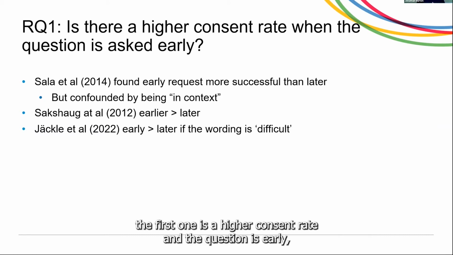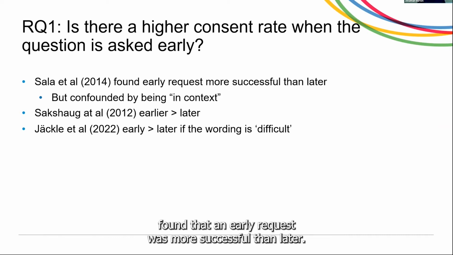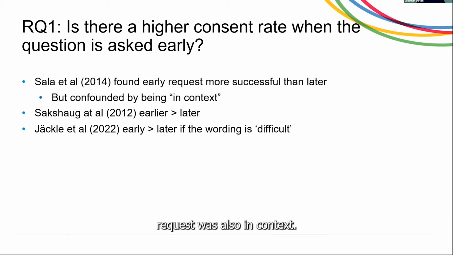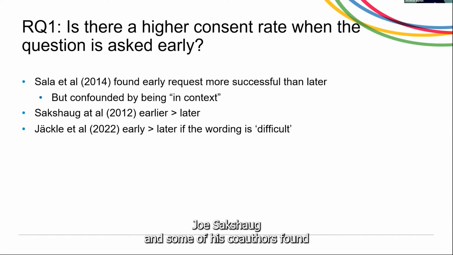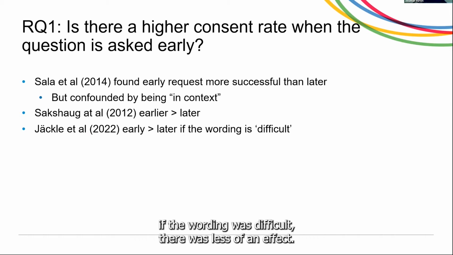So the first one: is there a higher consent rate when the question is asked early? Some earlier research we'd done, colleagues at ISA, found that an early request was more successful than later. This had been confounded because the earlier request was also in context. Joe Sackshaw and some of his co-authors have found again that asking earlier is better than asking later. The work that we had done on a Nuffield-funded study on consent found that earlier consent was more effective than asking later if the wording was difficult, but there was less of an effect if the wording was made easier.